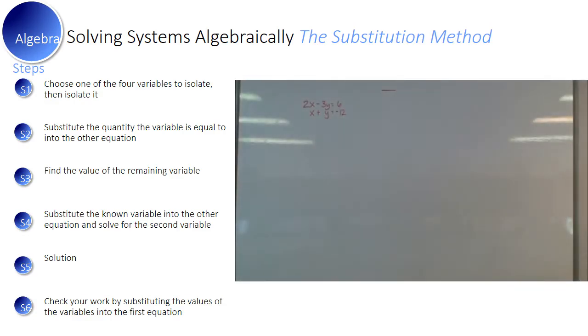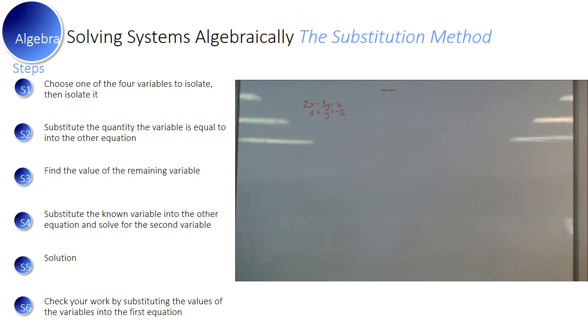So in this section, we're going to look at solving systems algebraically through the substitution method. The first step in our process is going to be to isolate one of the four variables that we see in the two equations. Now, when we look at these two equations, we've got two candidates for isolation. That's the x and that's the y in the second equation. The reason why we'd rather isolate these two variables is because they don't have coefficients.